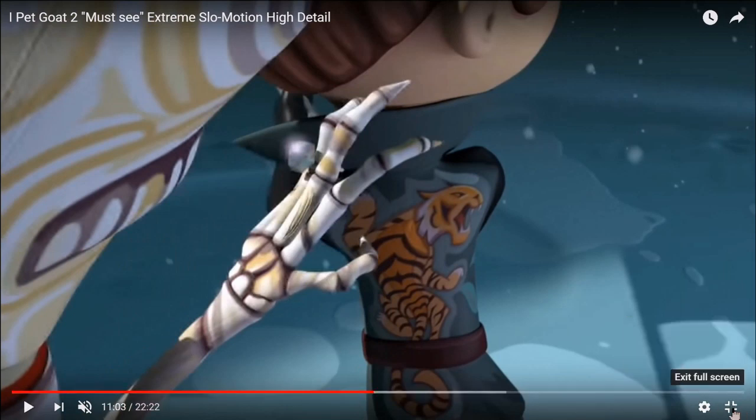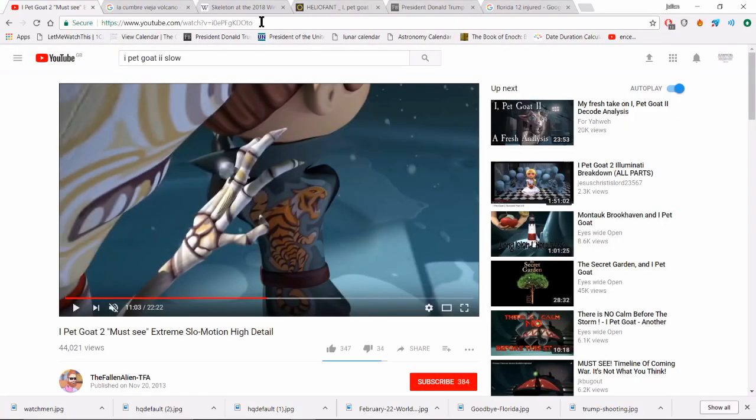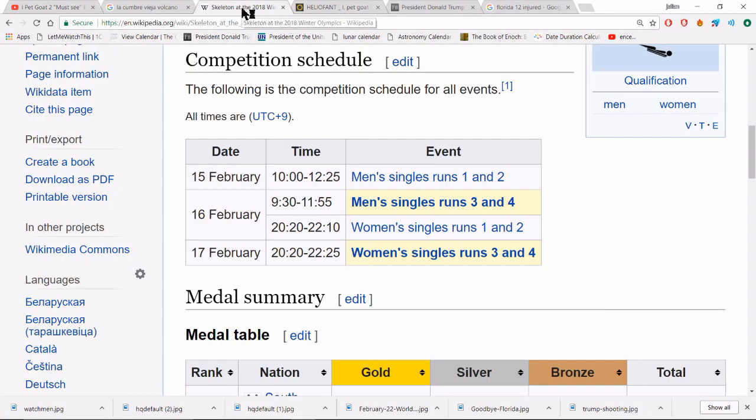has now been kind of linked possibly to the skeleton event that's happening at the Olympics, and that runs from the 15th of February to the 17th of February. That means it ends today. So if the video is saying that something's going to happen during the skeleton event at the Olympics, it has to happen today. The skeleton event at the Olympics ends at 10:25 UTC time. So if something is due to happen today, is there more confirmation?